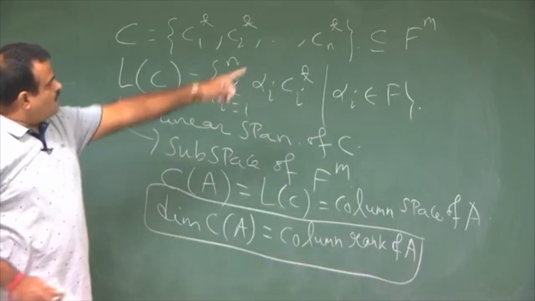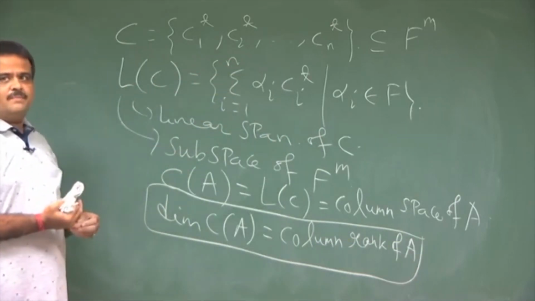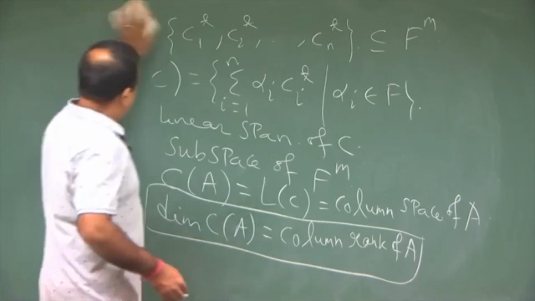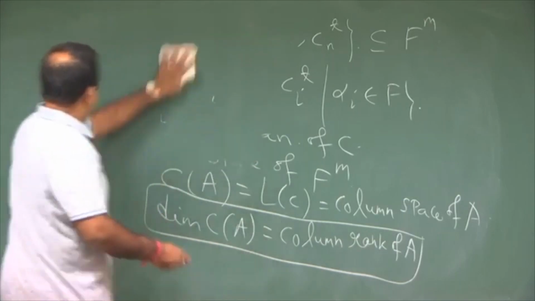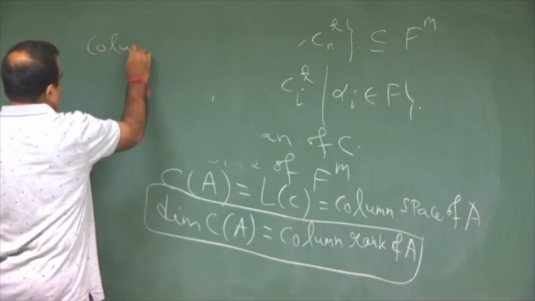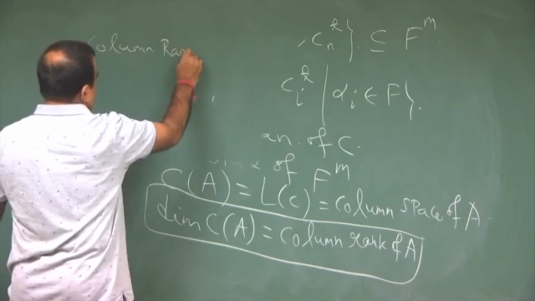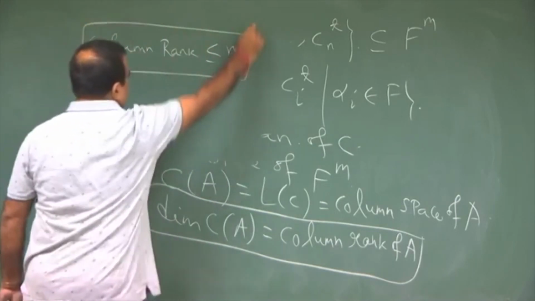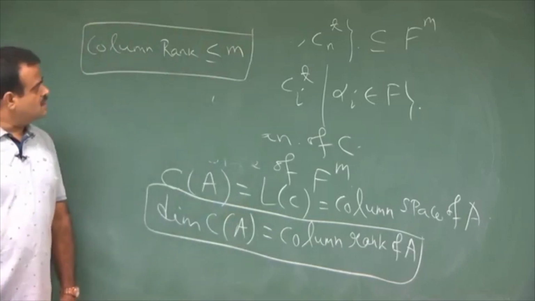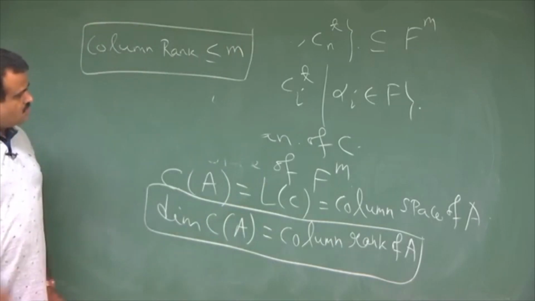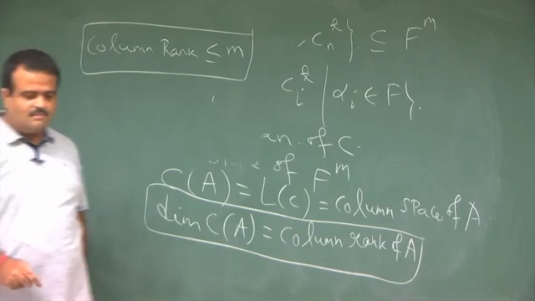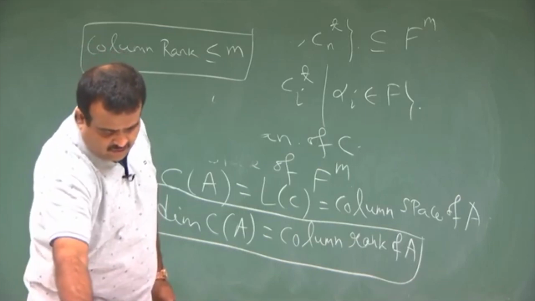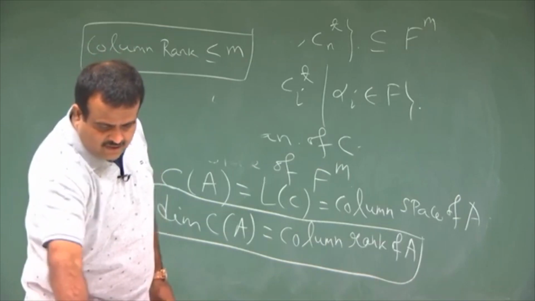Now, this is a subspace of f to the power m, the m-tuples over the field. So, definitely the column rank will be less than or equal to m. Okay. So, this is one observation. Similarly, how can we find the column rank? In a similar way, we can just take the column vectors. We will take that example.